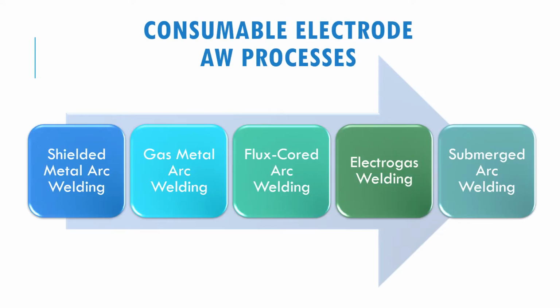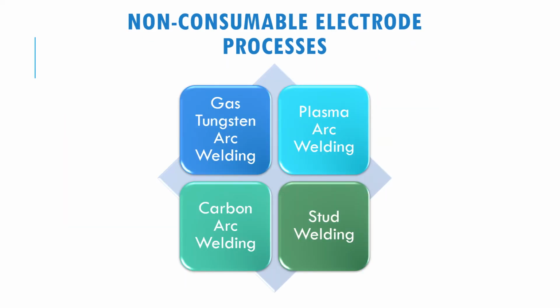Some examples of consumable electrode arc welding processes are shielded metal arc welding, gas metal arc welding, flux core arc welding, electrogas welding, and submerged arc welding. So this is just an example. There are a lot more arc welding types. Non-consumable electrode processes include gas tungsten arc welding, plasma arc welding, stud welding, and carbon arc welding.